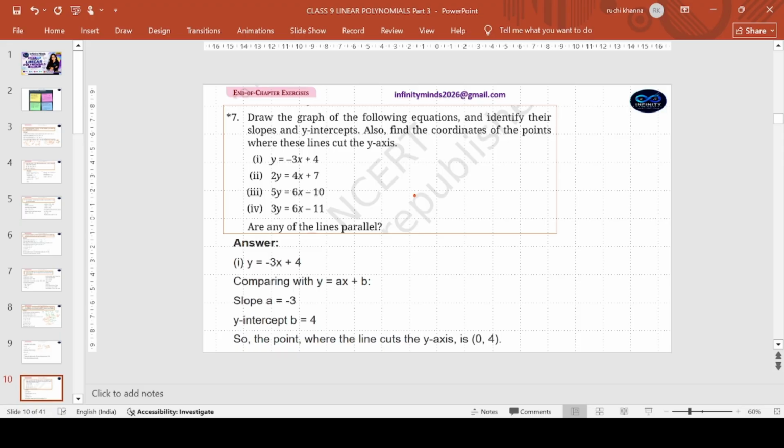Coming to the next question, number 7. Yes, we did a lot of graphs in the second video, part 2, which I have shared. It's absolutely the same, another one to practice. There's nothing difficult about it. Draw the graph of the following equations. Just the question is quite lengthy. Identify their slopes and y-intercepts. Find the coordinates where the lines cut the y-axis. Are any of the lines parallel?